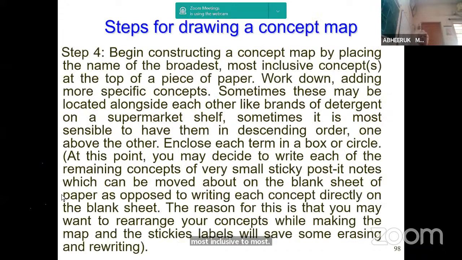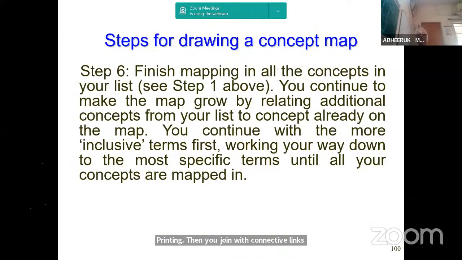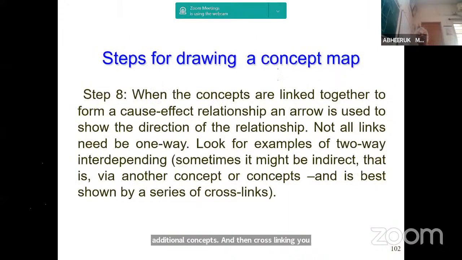Like this you do, then begin placing the map. Work on adding specific concepts, go on branching. Then you join them with connective links, linking words. Then finish the mapping with your list. Continue to make the map grow by relating additional concepts. And then you do cross-linking. When the concepts are linked together, for cause and effect relationships an arrow is used to show the direction of the relation. Not all links need to be one way.